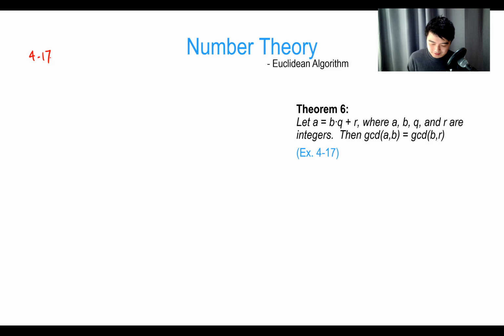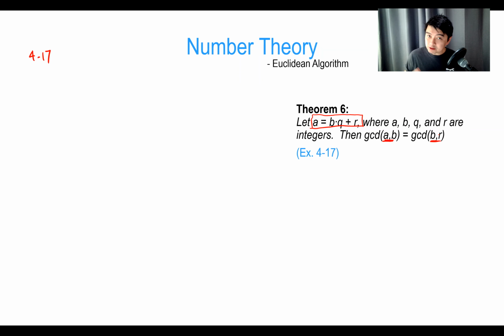Okay, so the GCD of a and b is equal to the GCD of b and r if a, b, q, and r are related in this way. Let's see if we can prove this, and then we'll talk about what the application is. What this is claiming is that the greatest common divisor of a and b is the same as the greatest common divisor of b and r.